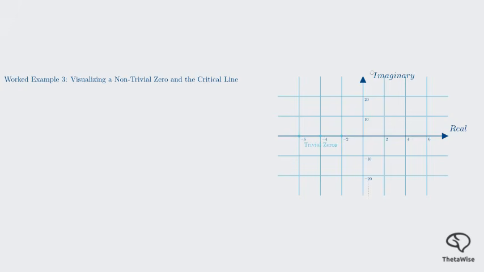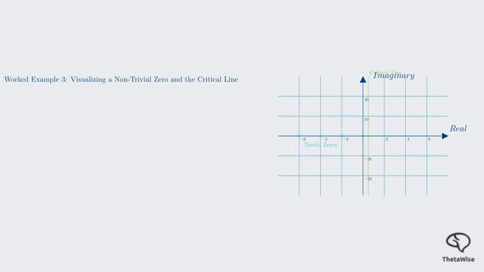Now let's draw the critical line. This is the vertical line at a real part of one half. The Riemann hypothesis claims that all the important zeros must lie on this line. Now, let's find a non-trivial zero. Remember, these are difficult to find, but we can look one up.